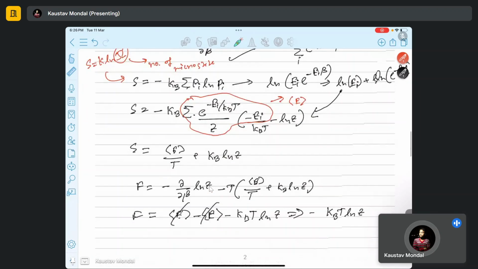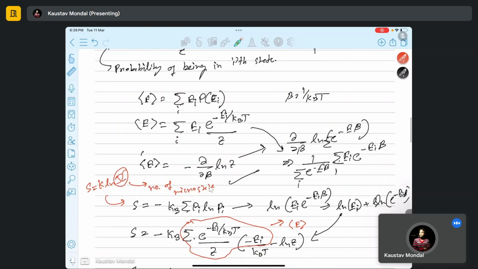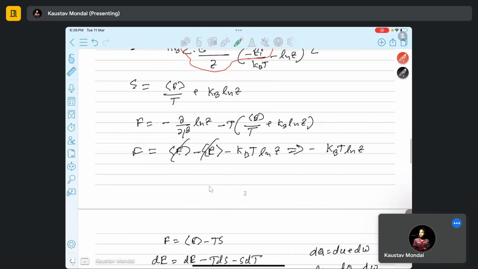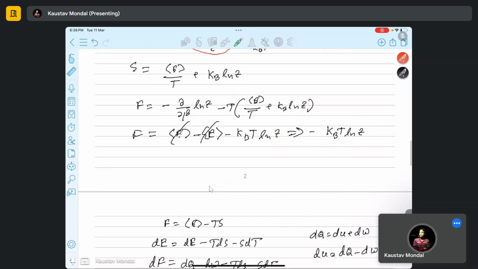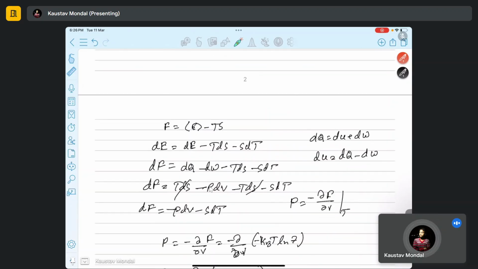Now you can simplify this as the average internal energy, as we have already calculated the exact form of the average internal energy. After substituting the value and cancelling that E, we are left with this expression of the free energy, that is minus kBT ln Z. So now we know the free energy, and we also know the pressure depends on the free energy, right? Using this differential formula.